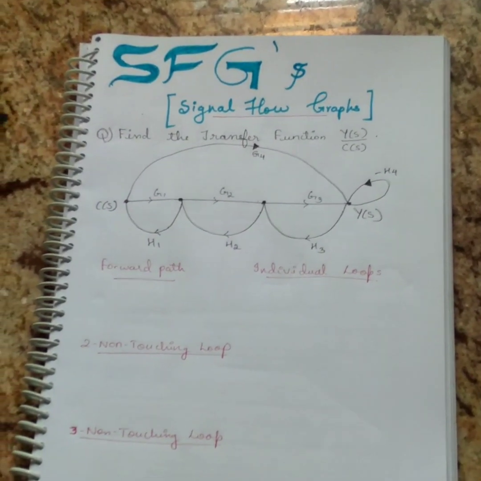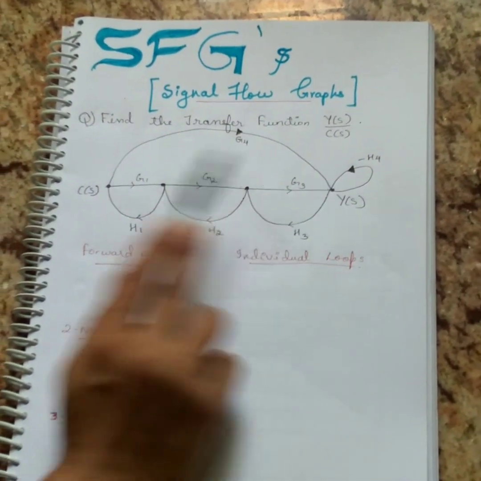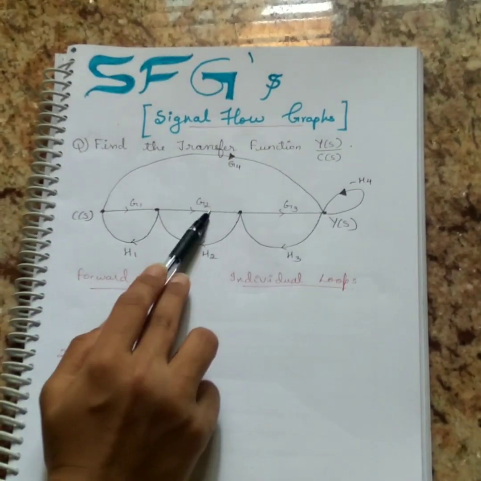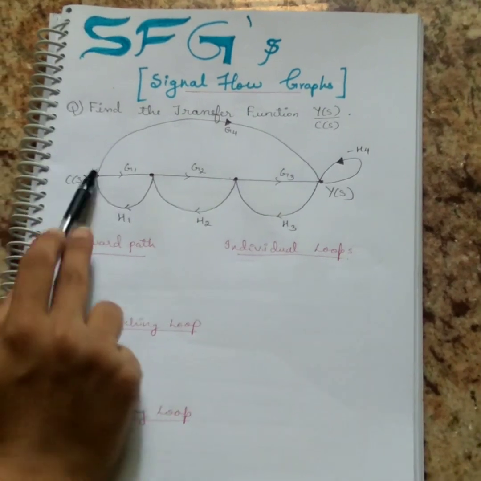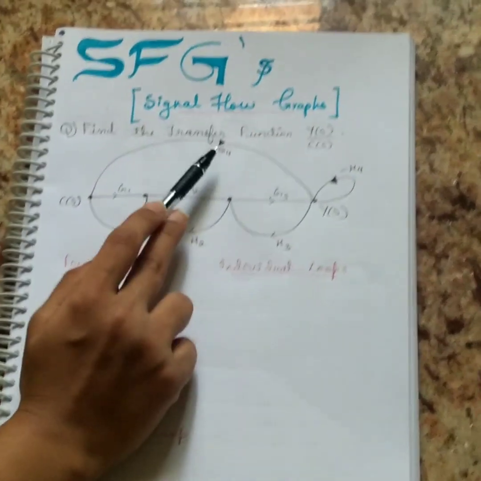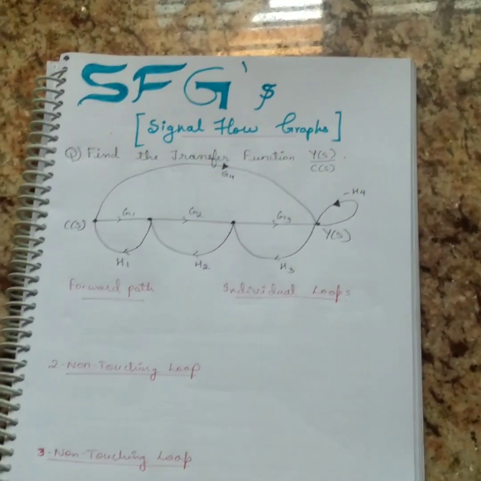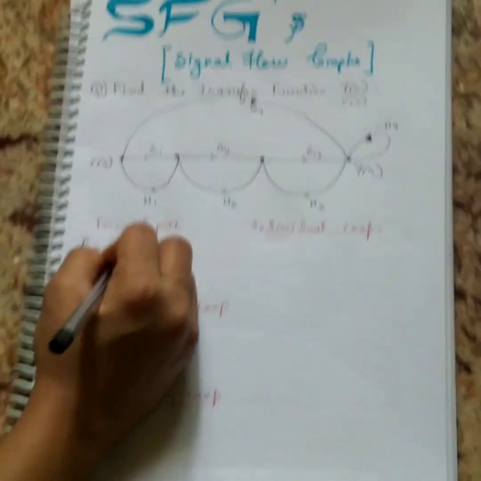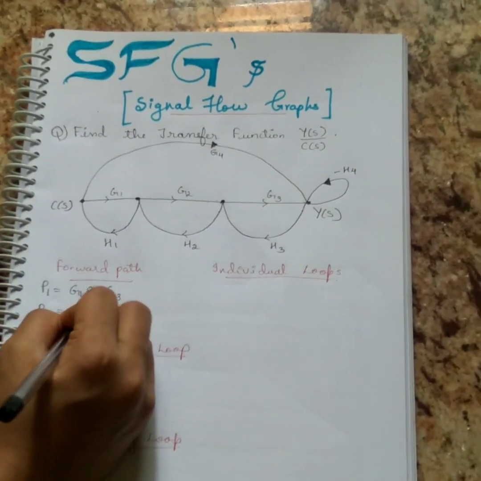So first is to find the number of forward paths. A forward path is nothing but how many paths lead from the input to the output. So here G1, G2 and G3, this path will lead to the output from the input, and also from C(s), that is G4, to Y(s), the output. Again one more path will lead to the output. So there are two forward paths. Path 1 is G1, G2, G3, and path 2 is G4.